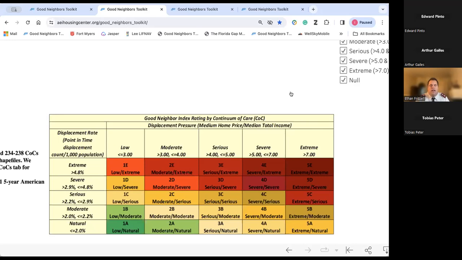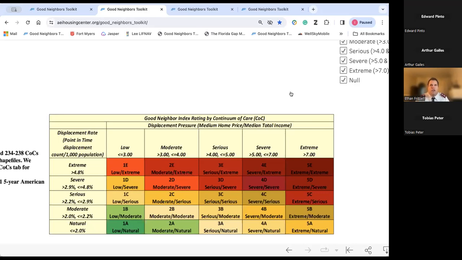4.8%. On the other side, you see displacement pressure, which would be low, which would be less than 3, moderate between 3 and 4, serious between 4 and 5, severe between 5 and 7, and extreme above 7. This allowed the color coding that you see. It made it much easier visually to understand and see what's going on.